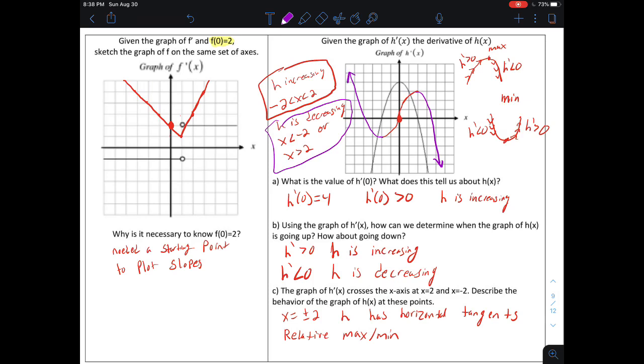Okay, and you get better with that sketch, with the more information you have in terms of points you may pass through. This is just a generic sketch that meets the requirements that we have here.